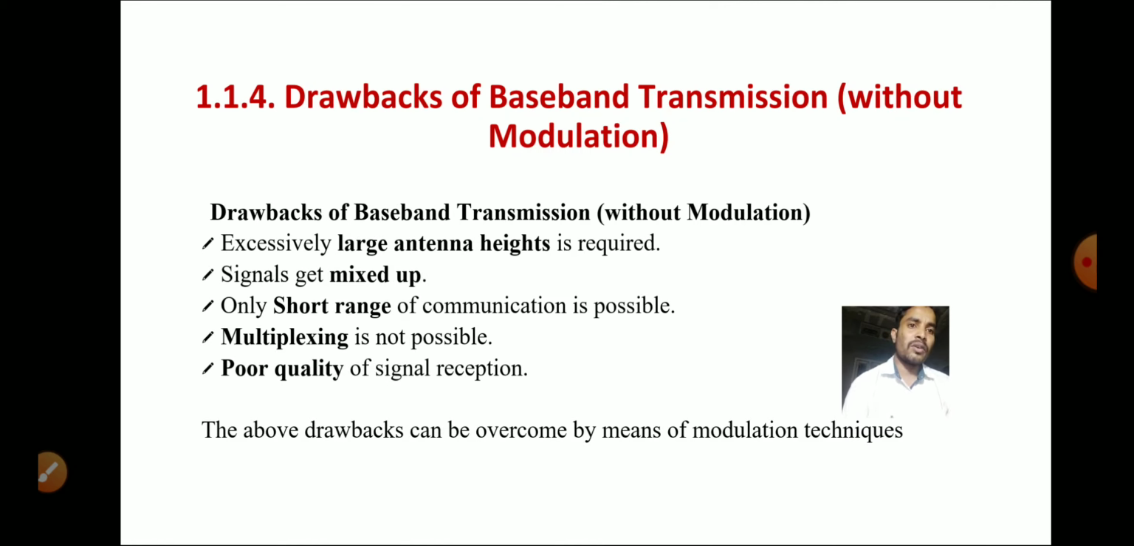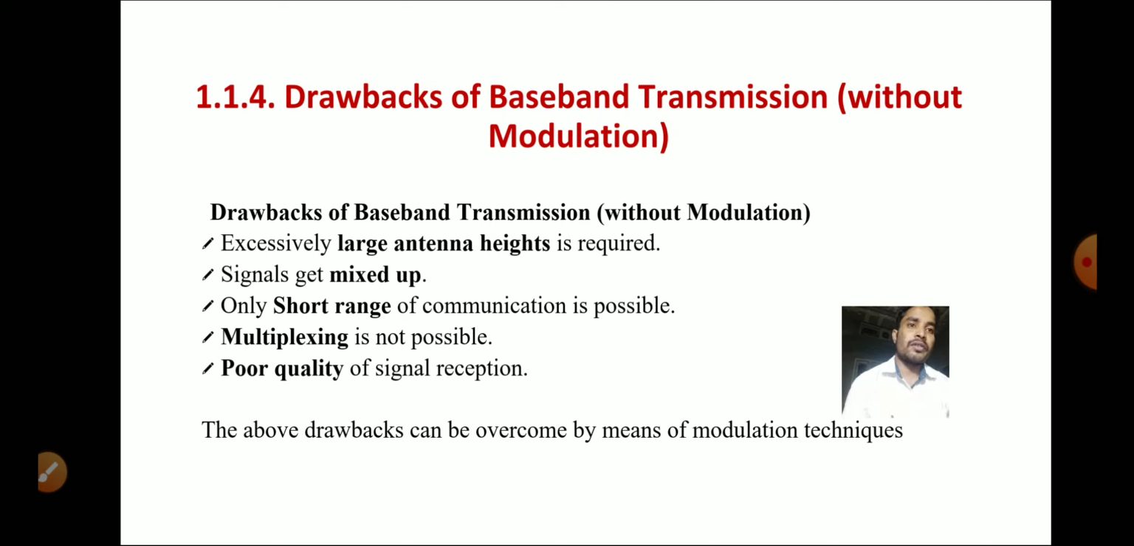Now, drawbacks of baseband transmission, or transmission without modulation techniques. The first drawback is that a large antenna height is needed in baseband transmission. As we have already mentioned, baseband signals contain very low energy, therefore it is not possible to transmit them over a long distance. So it requires a large antenna height at the transmitter.